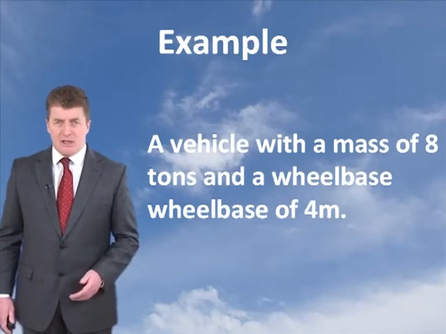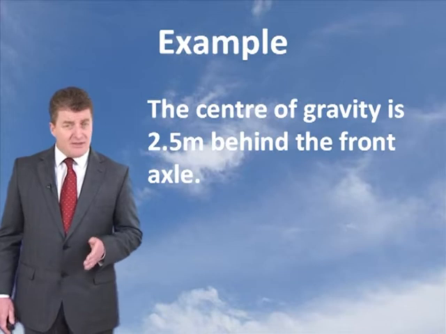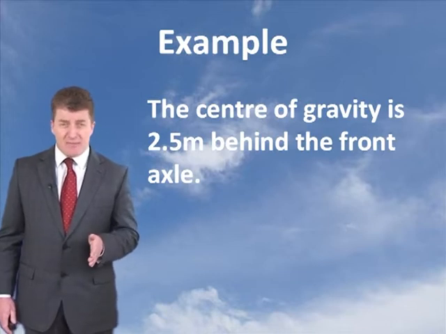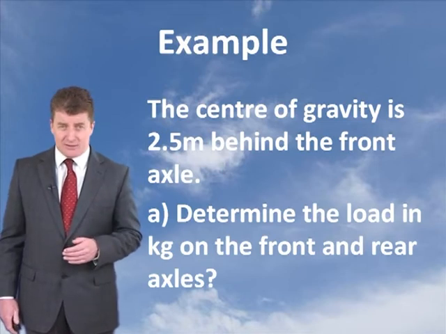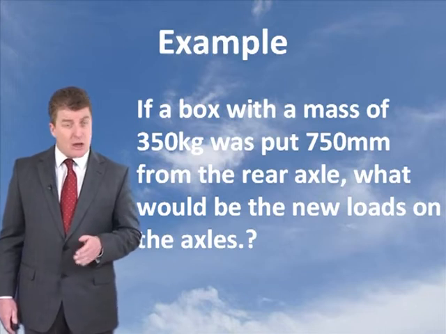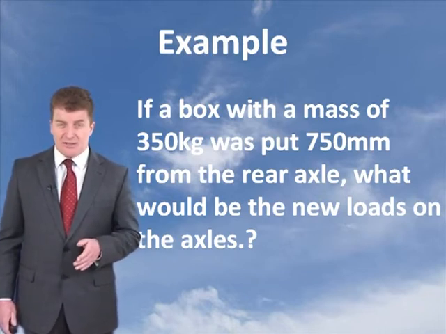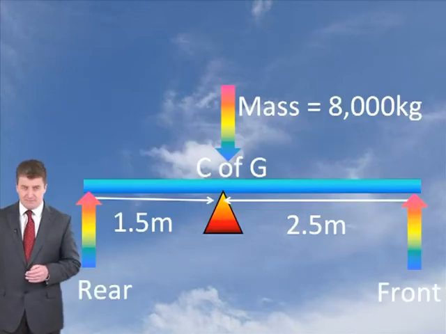Let's do another example. A vehicle with a mass of 8 tonnes and a wheelbase of 4 metres. The centre of gravity is 2.5 metres behind the front axle. I want you to determine the load in kilograms on the front and rear axles. And also, if a box with a mass of 350 kilograms was put 750 millimetres from the rear axle, what would be the new loads on the axles?